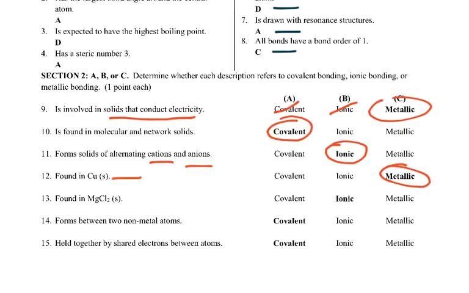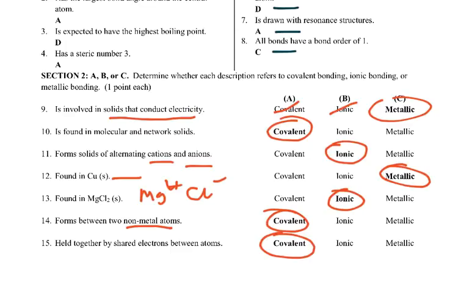Found in magnesium chloride, we should recognize that that's Mg2 plus and Cl minuses, so that is going to be ionic compound. Forms between two nonmetals. We know nonmetals form covalent. Okay, metallic would be metal-metal, ionic would be metal-nonmetal. And held together by shared electrons between atoms. Okay, shared electrons is a covalent bond. Transfer of electrons is ionic bond. Sea of electrons or delocalized electrons is metallic bond. So shared between two atoms there is covalent bond. Next page.